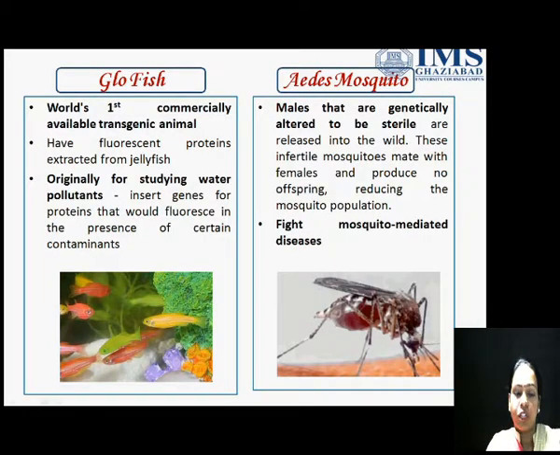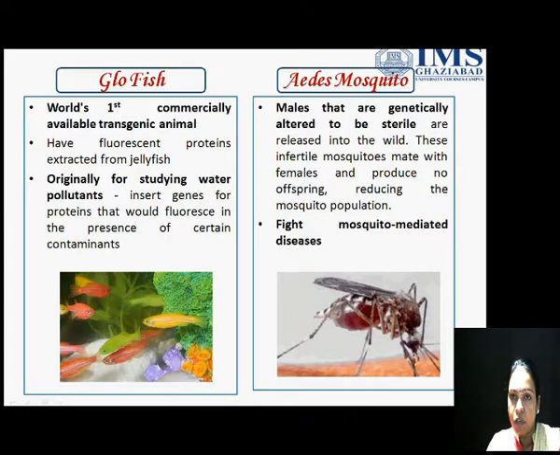Now, glowfish. It's the world's first commercially available transgenic animal. Here, it is produced basically for the study of water pollutants. We have extracted the fluorescent protein from the jellyfish and inserted it into the fish, and if a contaminant is present, the fish will produce green, red, and orange color.